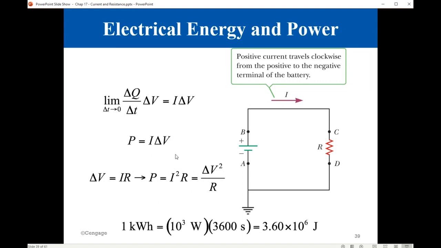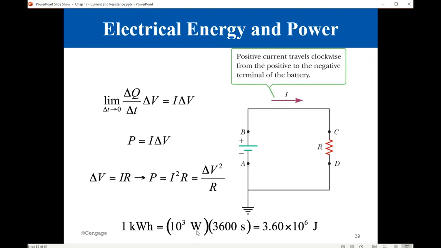Power is measured in watts. When we multiply power by time, you get energy. So you divide energy by time, you get power, or multiply power by time to get energy. Therefore, we may have a new unit for energy, which is kilowatt hour.